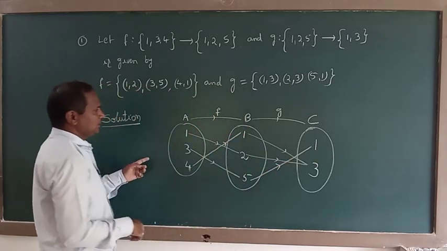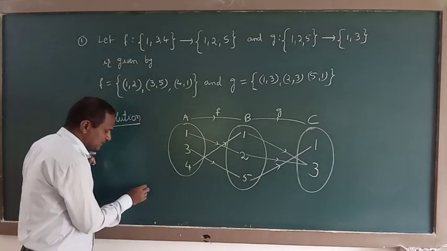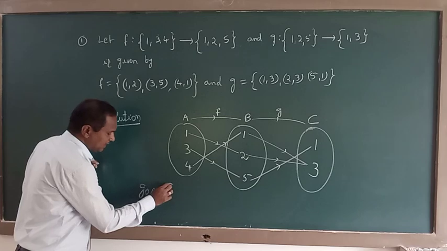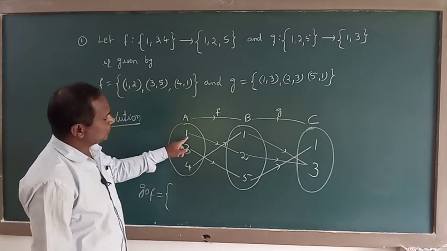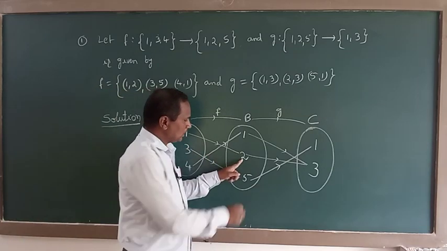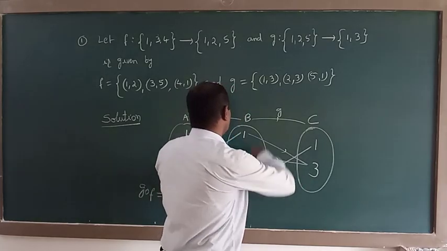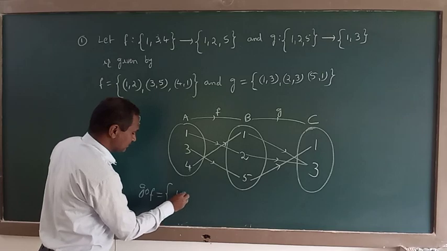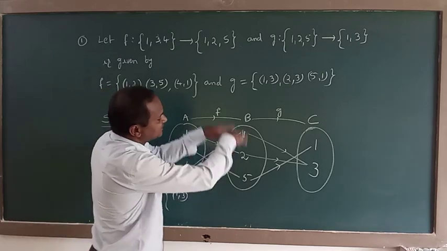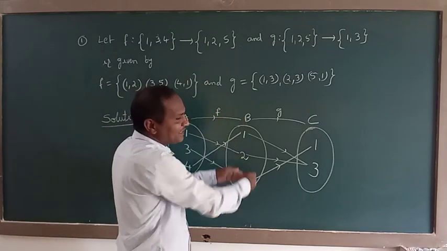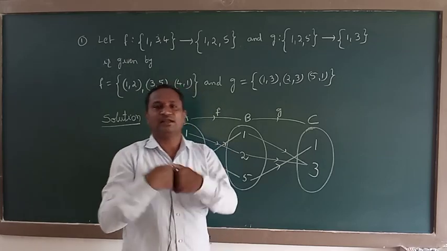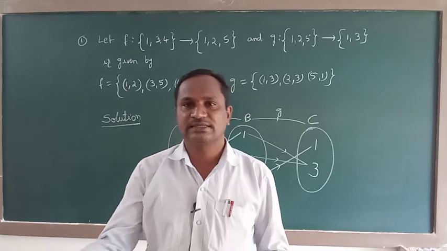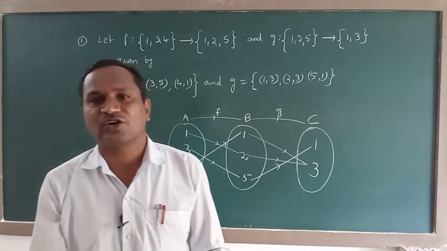Next, A to C means the composition function g circle f. g circle f is 1 to 2 and 2 to 3. Exclude 2, and you will get 1 and 3 only. All the elements of set B are excluded; we are including just the A elements and C elements.